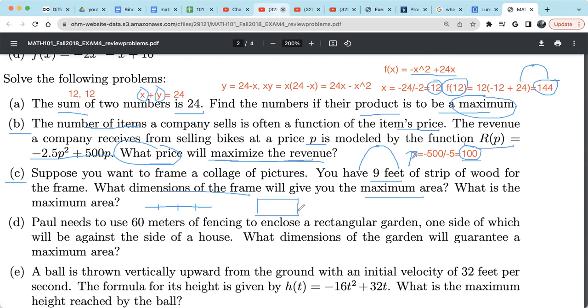Picture frames come in all different kinds, but maybe we should use a rectangular frame. A rectangular frame will have a length and a width, and then we want to talk about the area. The area is length times width. And this gives us the relationship between the length and the width, because we need 2 lengths and 2 widths to make the picture frame. That means 2 times L plus W equals 9.